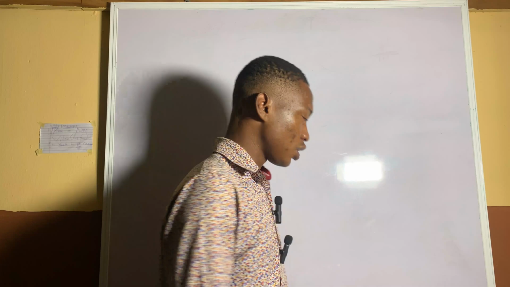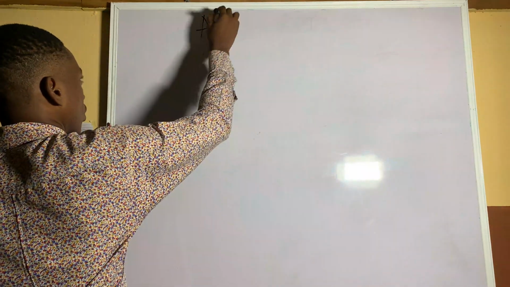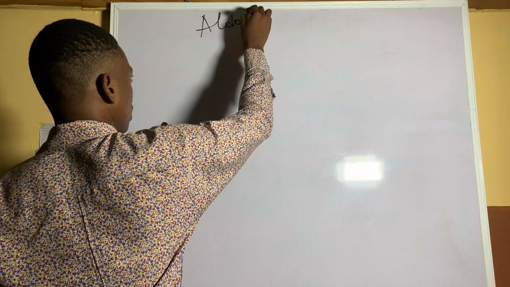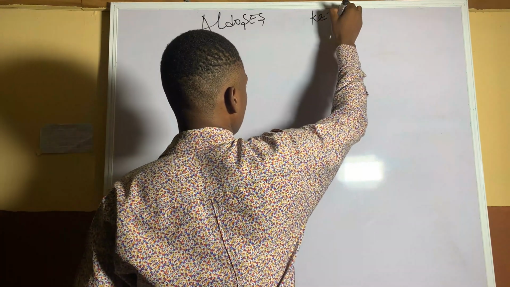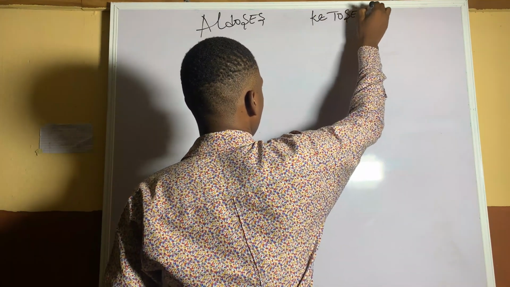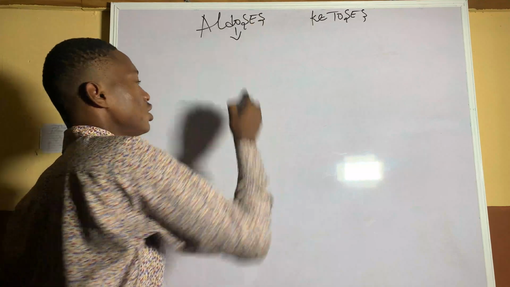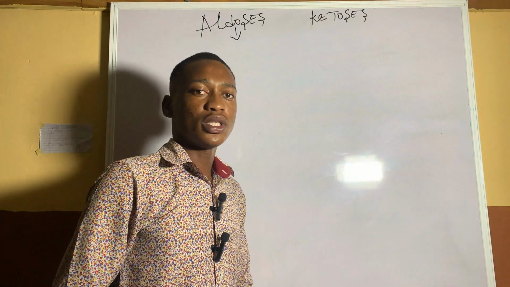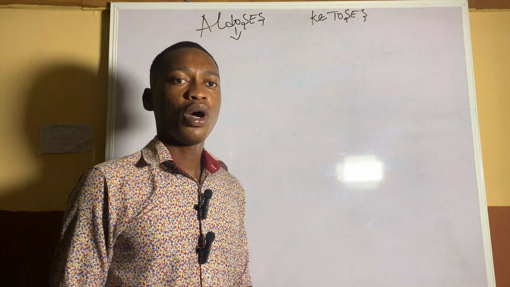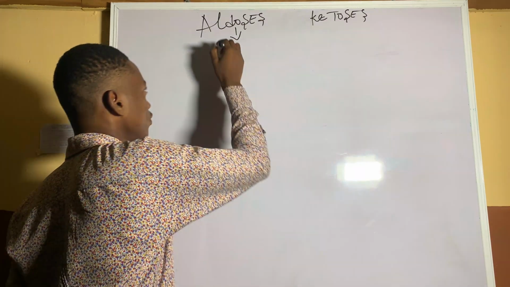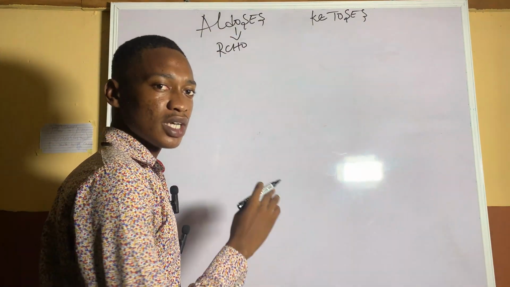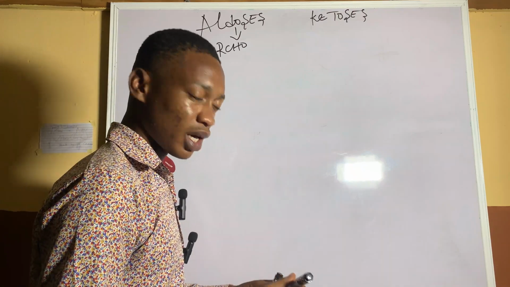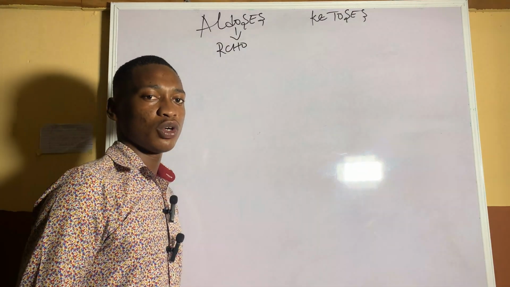In this video, I want us to look at aldoses and ketoses. Aldoses and ketoses are monosaccharide sugars. Aldoses are monosaccharides that contain the aldehyde functional group. What is an aldehyde functional group? The aldehyde functional group is something like RCHO. That is an aldose.